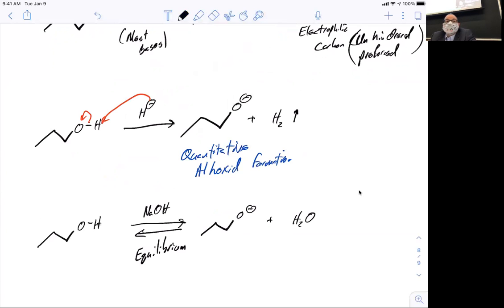So for the Williamson ether synthesis, we don't want an equilibrium type deprotonation to form the alkoxide. We want a quantitative one. There are processes, and we'll look at some later, that you will see next semester, where the equilibrium process is favored over the quantitative. So you'd want to use a base that was just slightly more basic to do the deprotonation. But in Williamson ether synthesis, we want a quantitative alkoxide formation.